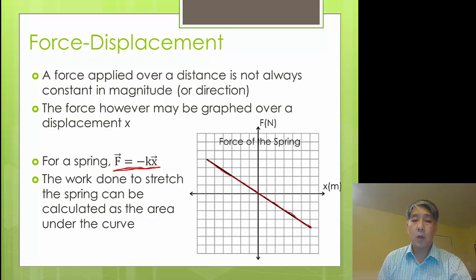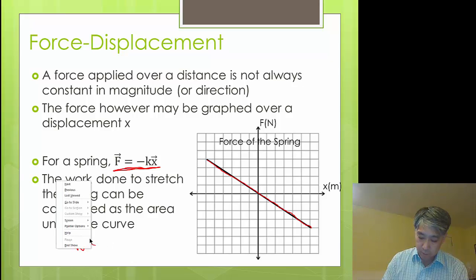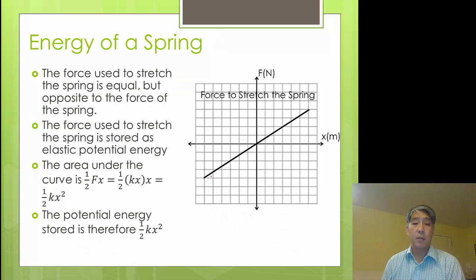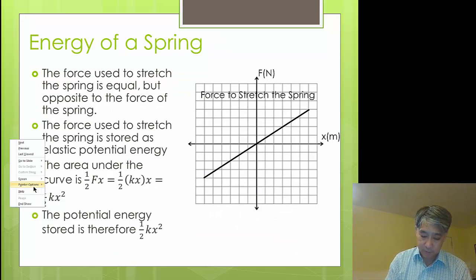And in this case, the work done to stretch the spring can be calculated as the area under the curve, since work is equal to force times displacement. We're going to ignore the cosine theta because it's completely in the direction of the displacement. So force times distance is what we get when we calculate this area under the spring.